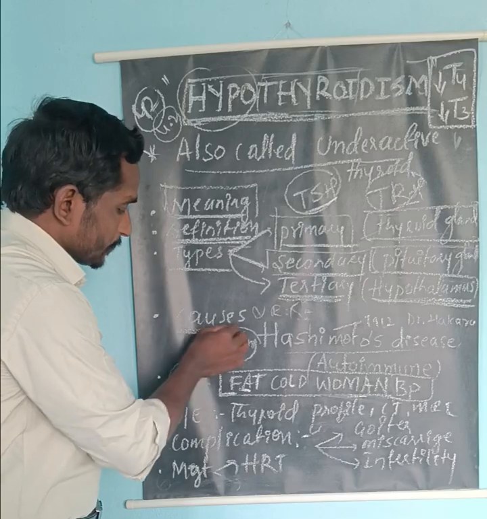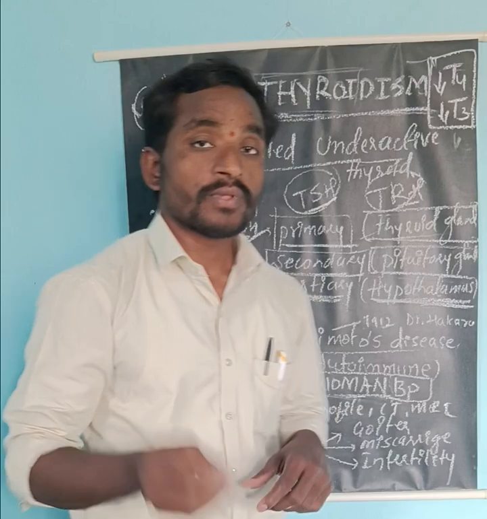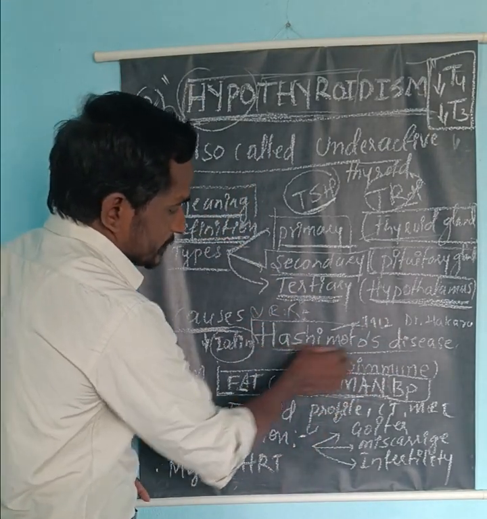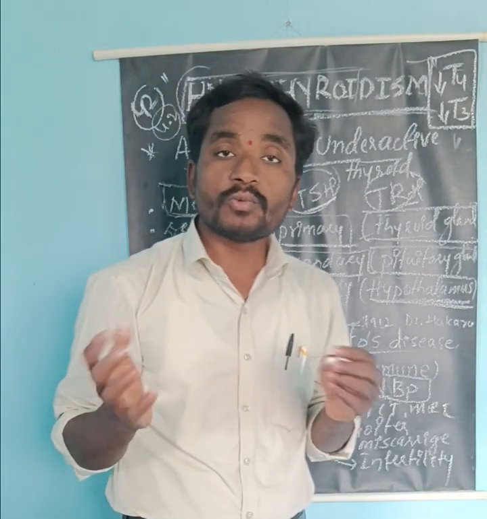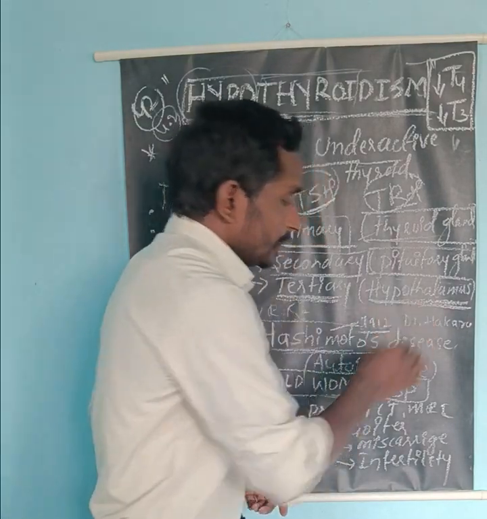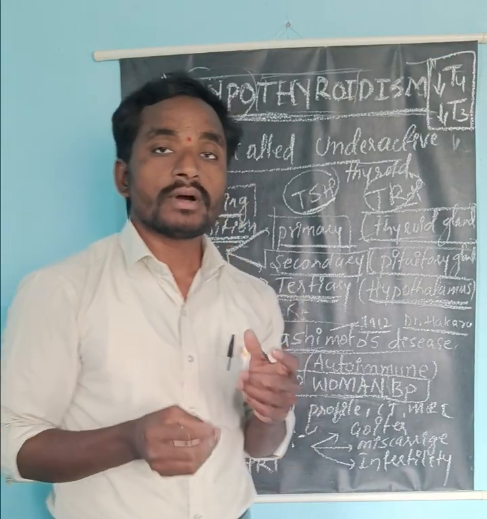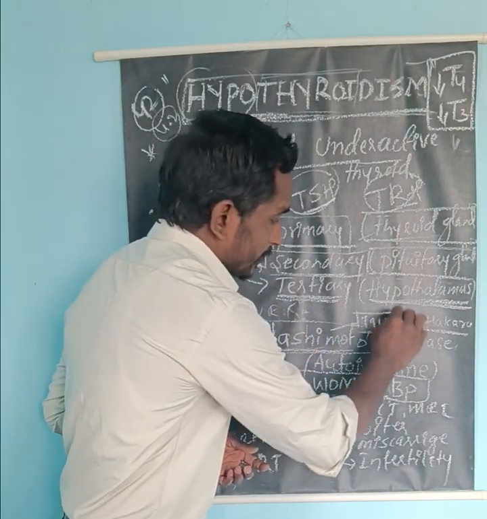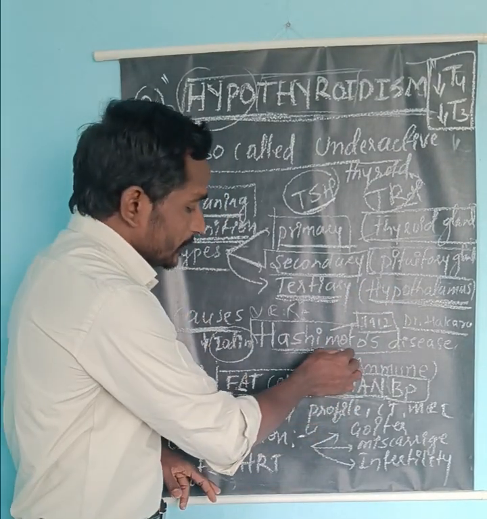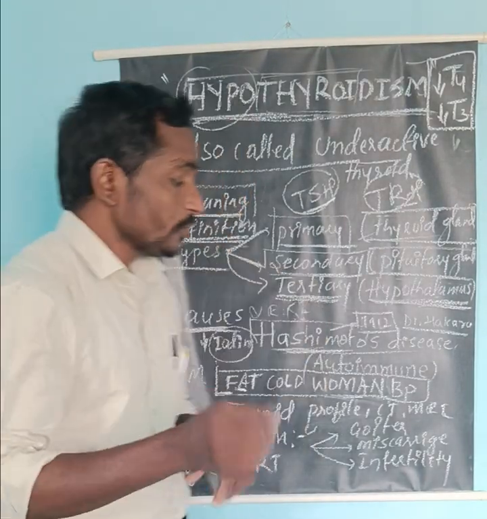Now come to the causes. There are different causes for hypothyroidism. One of the most important causes of hypothyroidism is Hashimoto's disease. What does Hashimoto's disease mean? It is named after a doctor, Dr. Hikaru Hashimoto, who studied this condition in the year 1912. For that reason, the name given is Hashimoto's disease. It means autoimmune thyroiditis.